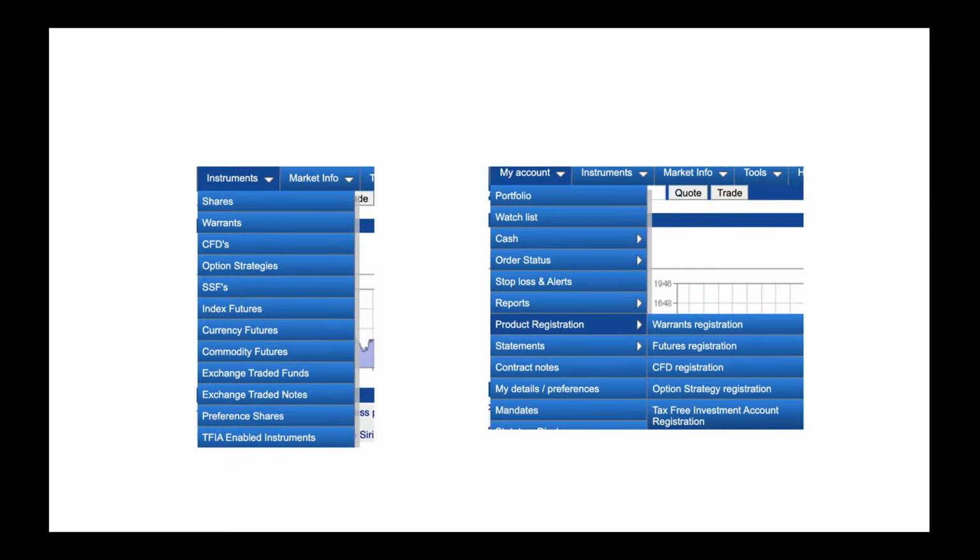Importantly, some of these products, particularly in the derivative space, warrants, futures, whether that be index, commodity, currency, or single stock futures, CFDs and options, all need to have a product registration. And then obviously your tax-free investment also needs to have a product registration. And we'll look at a live example of that as well.